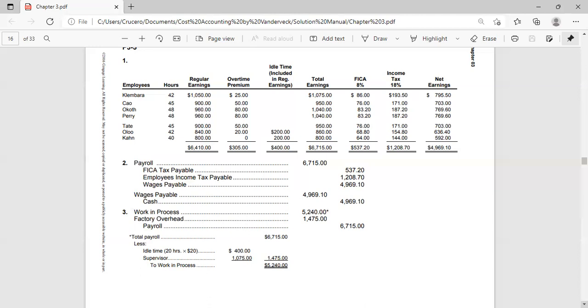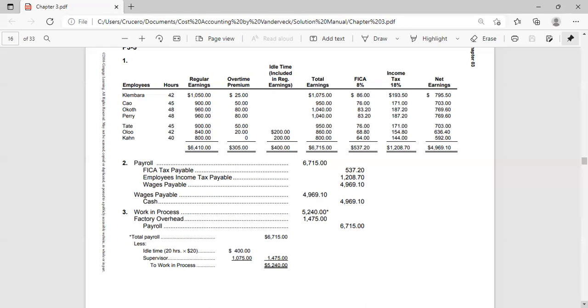Now for number 3, prepare the journal entry to distribute the payroll to the appropriate accounts. So we have the work in process with a total of 6,715. That's the total payroll. Then the idle time, that's equal to 20 hours. Actually, you have it in the schedule, the idle time of Kiambara and Perry.